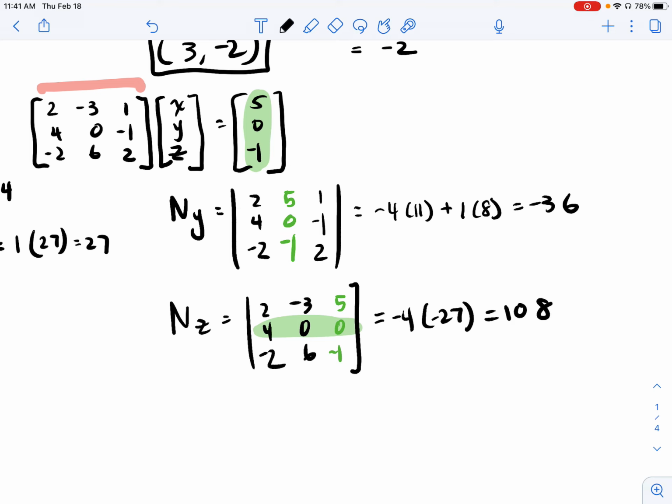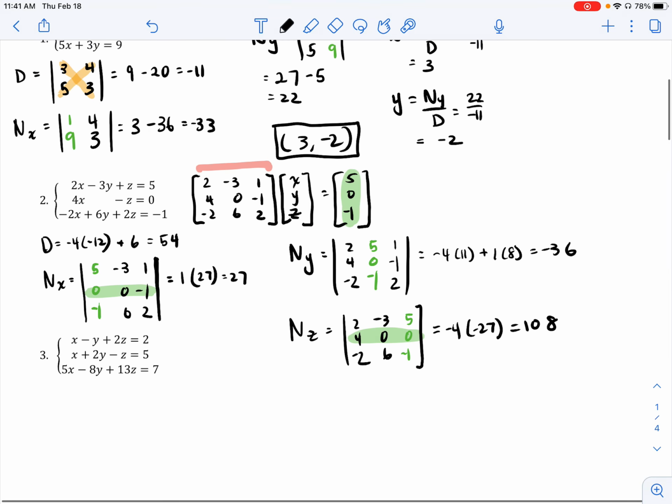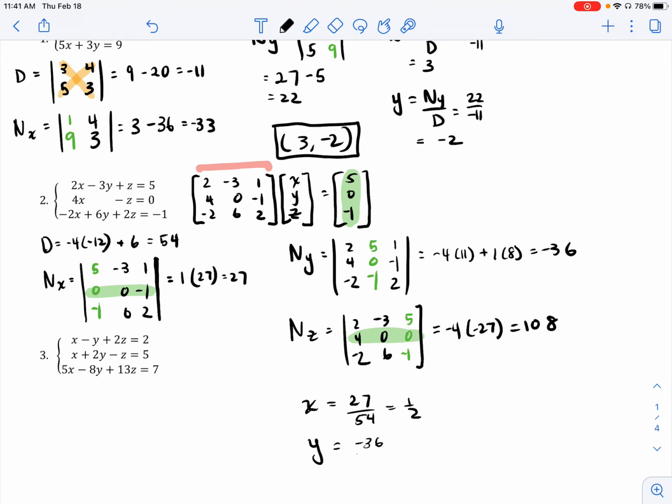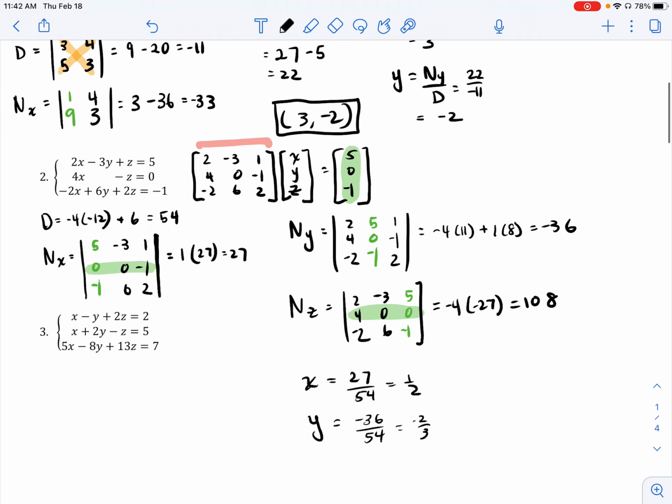So now we're ready to express our solutions. So let's take a look at everything we have here. X is equal to 27, our n sub x, over 54, which is 1/2. Y is equal to -36 over 54. These have common factors of 18, so that's -2/3. Z is 108 over 54, and that's going to be 2. So my solution as an ordered triple is 1/2, -2/3, and 2.